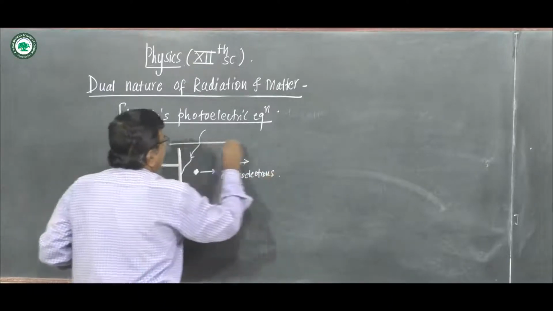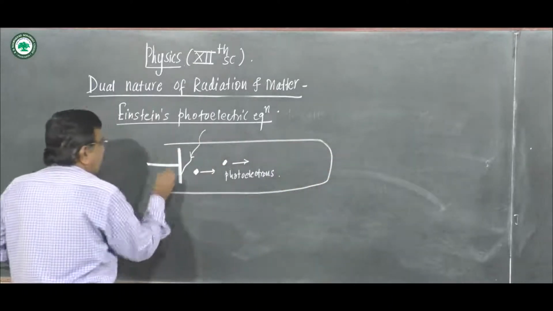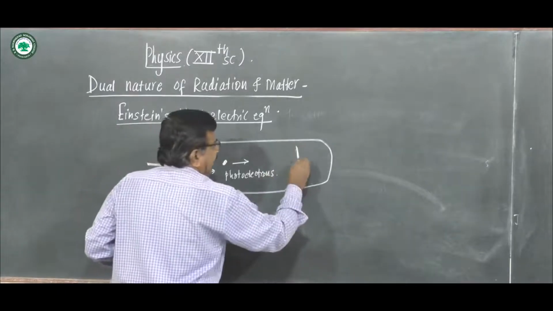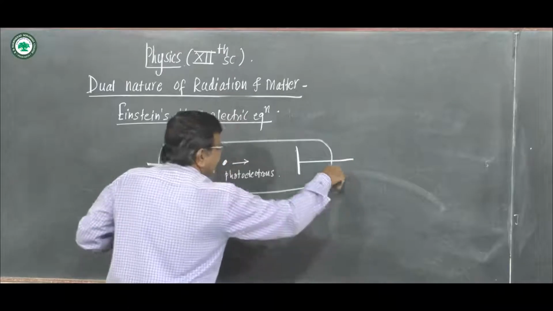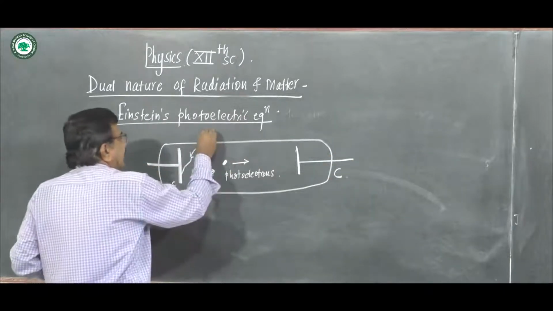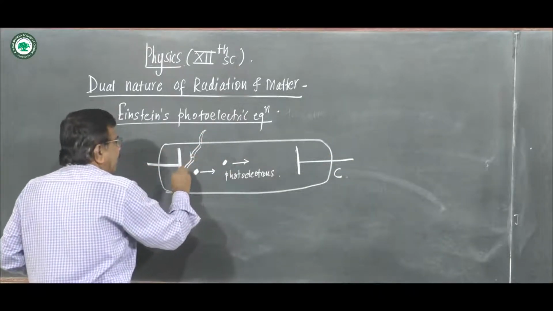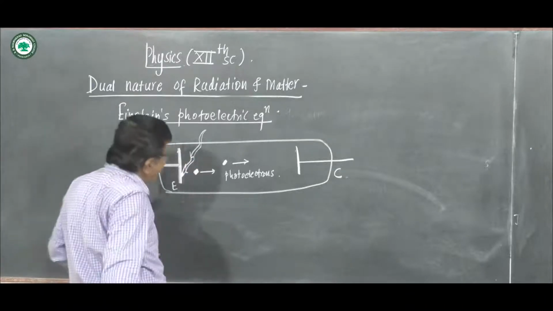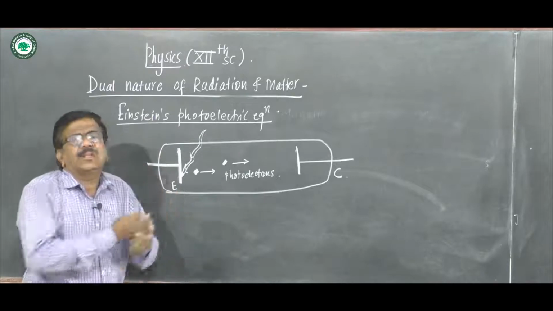There is an evacuated tube, we know all this. This is the emitter, here there is a collector, this is connected to a battery, here there is a quartz window. When this radiation is incident on a metal surface, that is the emitter, the photoelectrons are emitted.